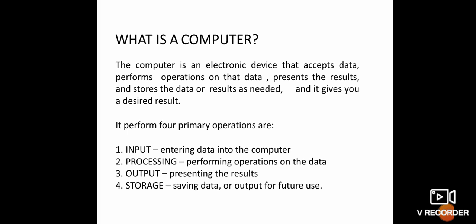What is a computer? A computer is an electronic device that accepts data and performs operations on that data, presents the results, and stores the data or results as needed, and it gives you a desired result. There are four primary operations. They are input, entering the data into the computer, and processing, meaning performing operations on the data. Output presents the results, whereas storage means saving the data or the output for future use.